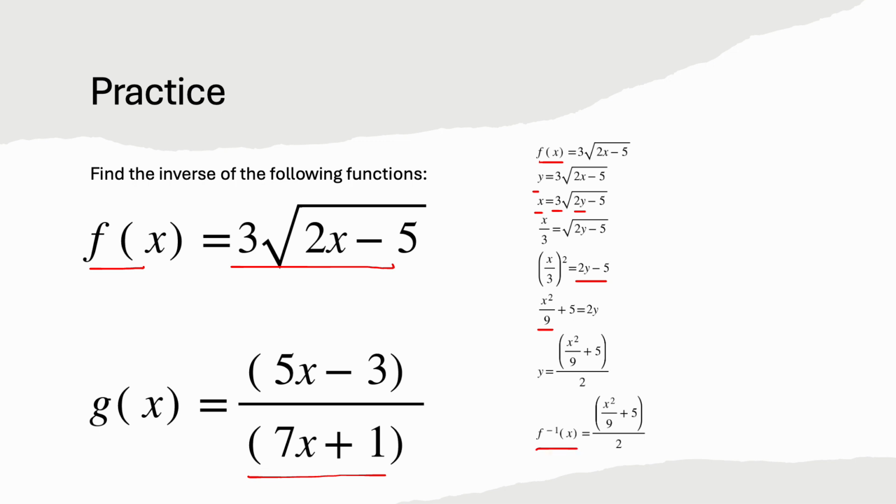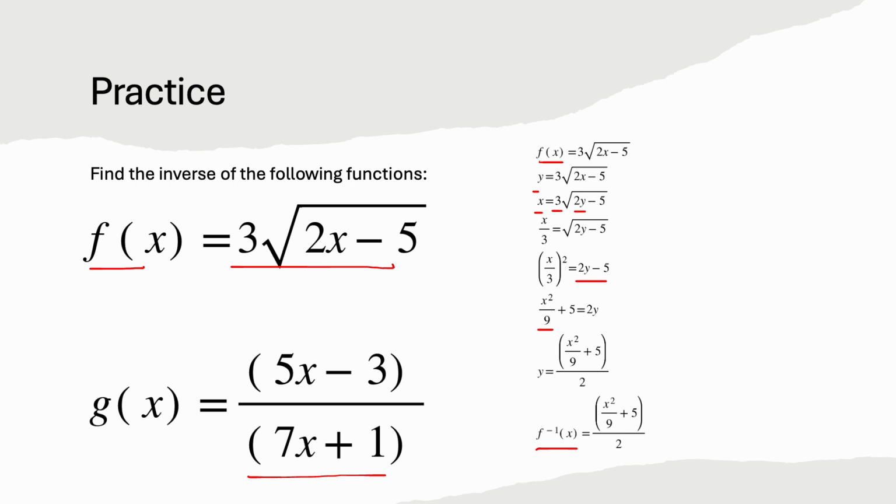And then we can replace y with f inverse of x. So f inverse of x is again equal to x squared over 9 plus 5 over 2. And if that doesn't make sense, just try to go through it again, see if you made a mistake somewhere. If that does, great. It's just that this is a lot more intimidating than it looks. You guys can do this.